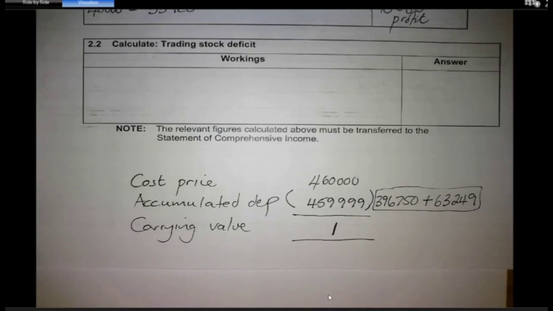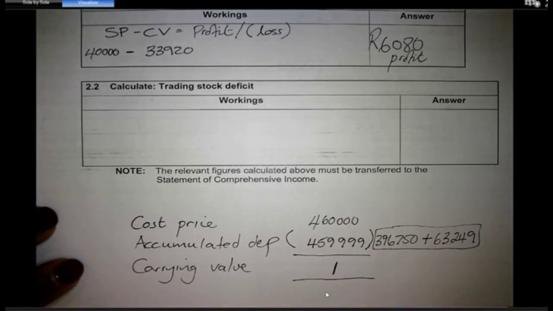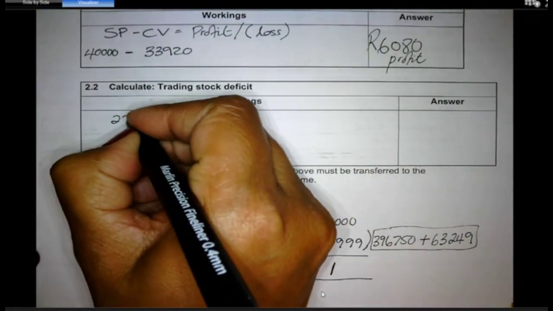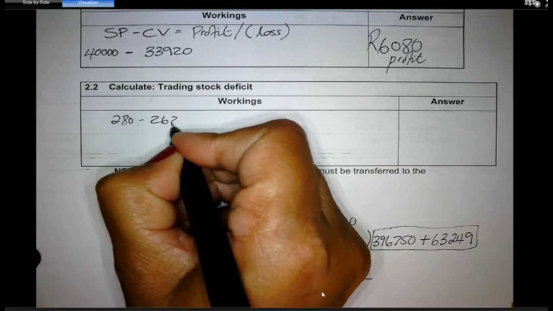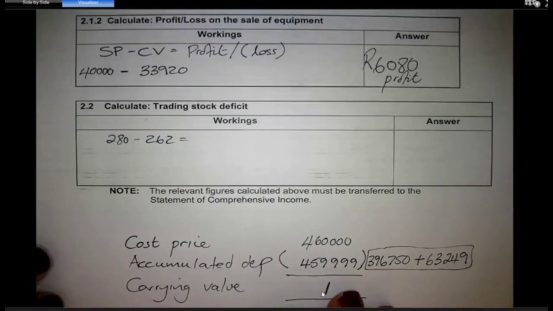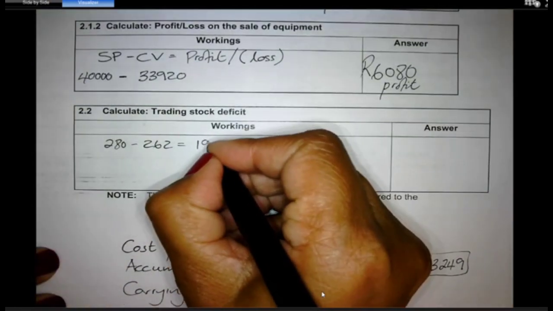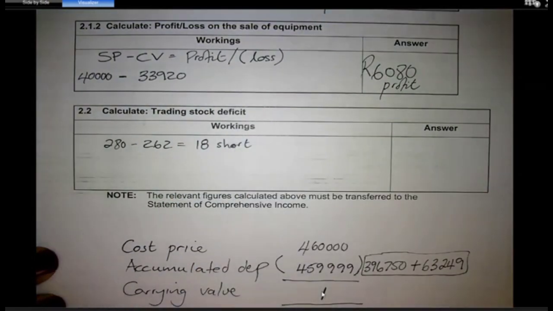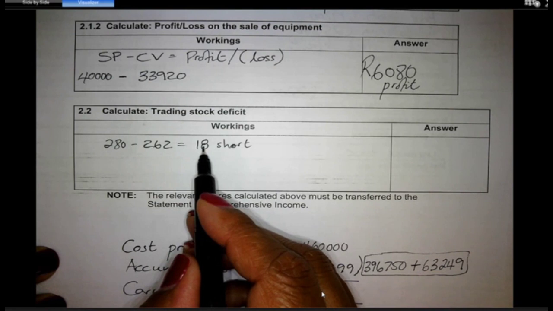And first thing you need to know is that I must work out how many units are short. Now, there's different ways to work it out. This is just the quickest way for me. So I'm going to say there were 280 units according to my books. But when I counted my stock, there was only 262 units left over, which means there's a problem. There's some units short, and there's 18 units short, missing, stolen, whatever that is, okay? I can't account for 18 units. There could be many reasons why there's 18 units short. So I need to ascribe a value to that 18 units.